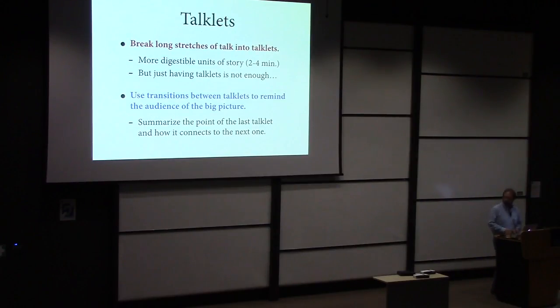I'm going to skip over talklets just for time because I want to end on time. But basically, all I have to say about talklets is, I've described coherence at the level of an individual slide. You also want to have coherence over a whole talk, right? So if you have a long section of a talk, like the key ideas section, which is 10 minutes long, then you want to break that into smaller pieces, which make the story more digestible. These more digestible units of story. And you want to make sure that you use the transitions between those talklets to again pop up to the big picture and say how they connect.